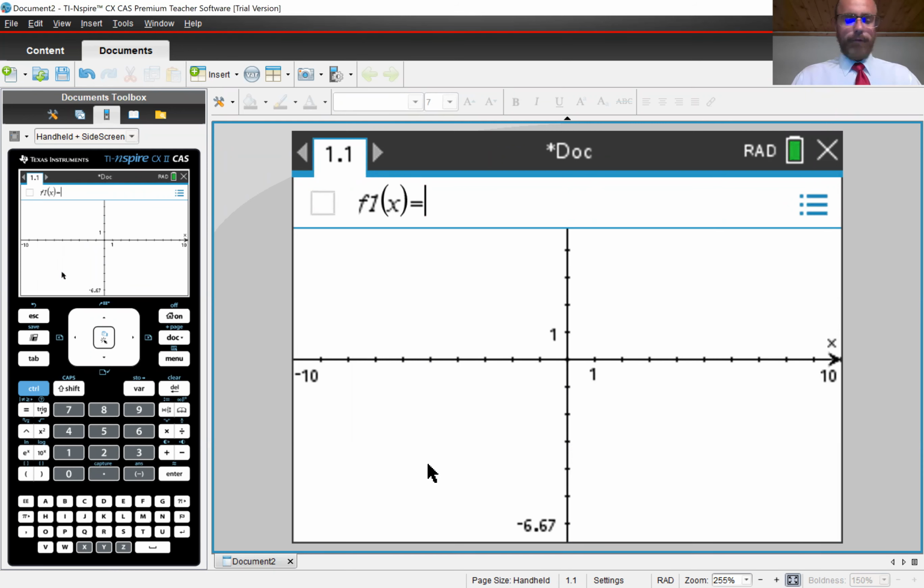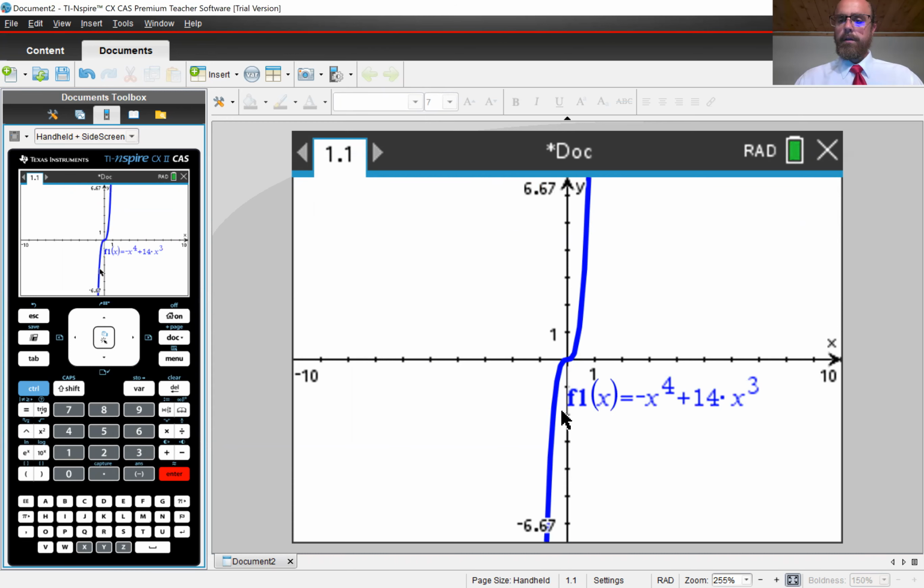So I'm going to start off with our position function first. So again, I'm going to translate t's to be x's so that it fits in with the notation here in the calculator. So it's negative x to the power of 4 plus 14x to the power of 3. And we'll graph that one. So there I can definitely see that's definitely a quartic function.